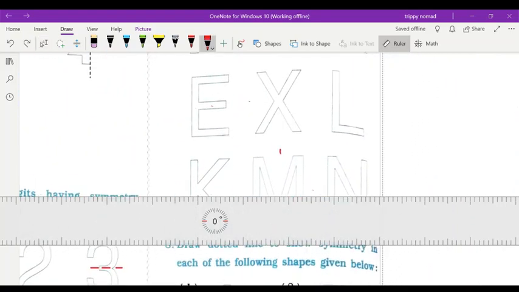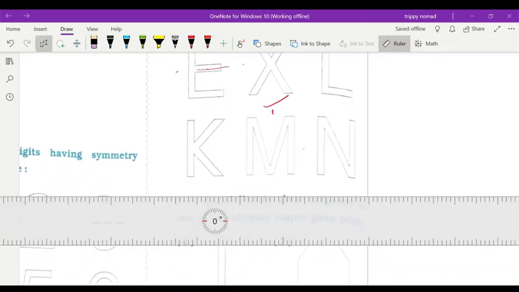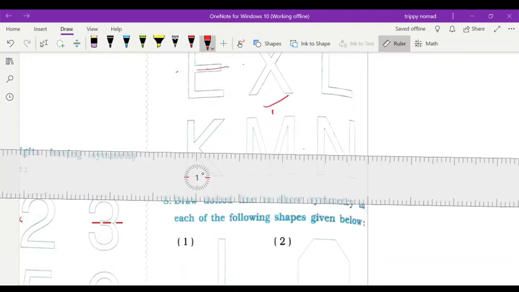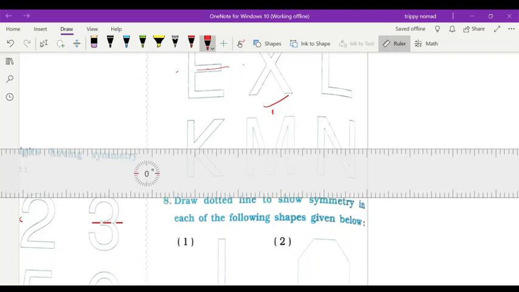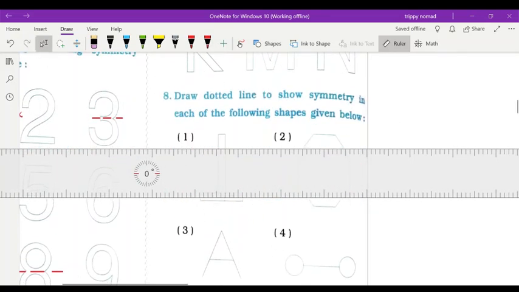For E we will draw like this, and X in both ways like this. I'm not using a scale here, but you can use the scale. In E we can do it, in X we can do it, and K also we can do with a horizontal line. By drawing a horizontal line in K also you can get the symmetrical figure. In M and N also you can do it, children. So you have to complete it in homework. I just guided you how to do it.